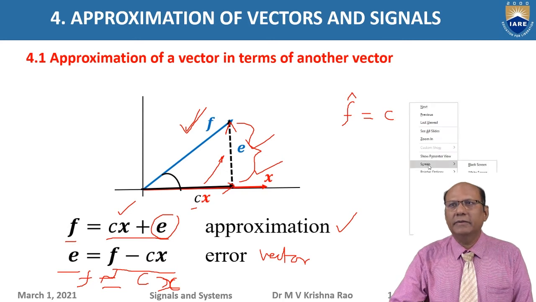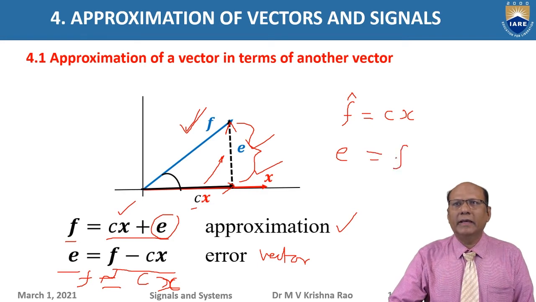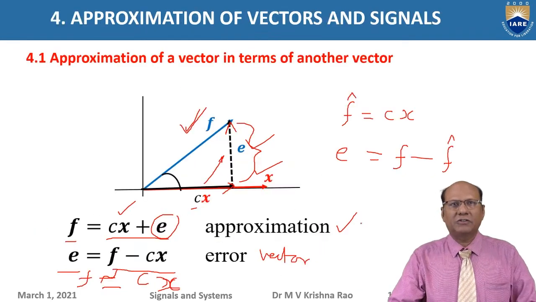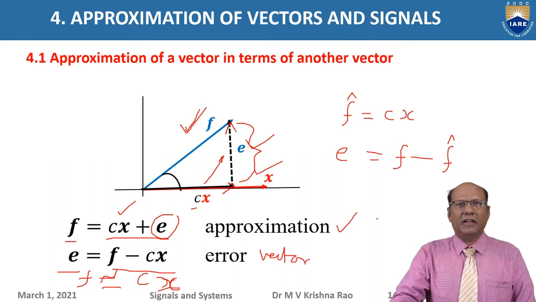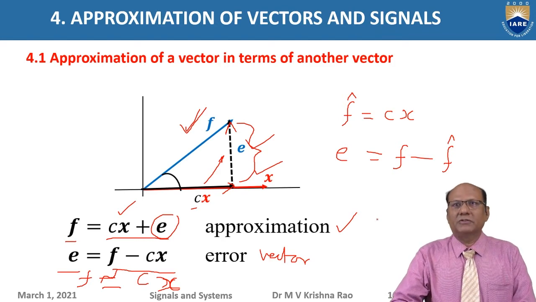So let me write this again. This is F cap. Now if I take error equal to F minus F cap, the approximation of this. In general, for approximation, a cap is attached to the letter, and it denotes the approximation of the actual function or actual vector. So this is what we have about the approximation.